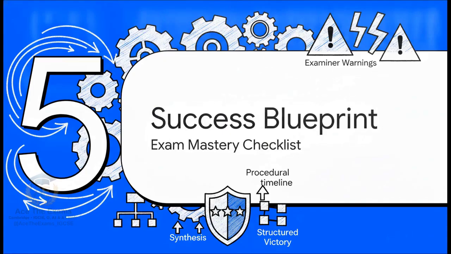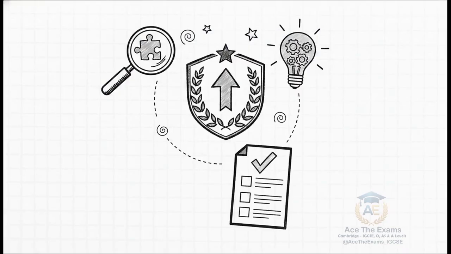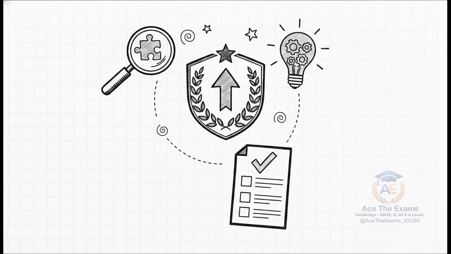And that brings us to Section 5, the Physics Success Blueprint. Let's synthesize all this knowledge into your final actionable checklist for exam mastery. Let's recap this core answering system. First, apply systematic analysis using our deconstruct, solve, evaluate model. Don't just dive in blindly. Second, decode required formats by paying absolute strict attention to the command words. State, evaluate, calculate, they all mean different things.